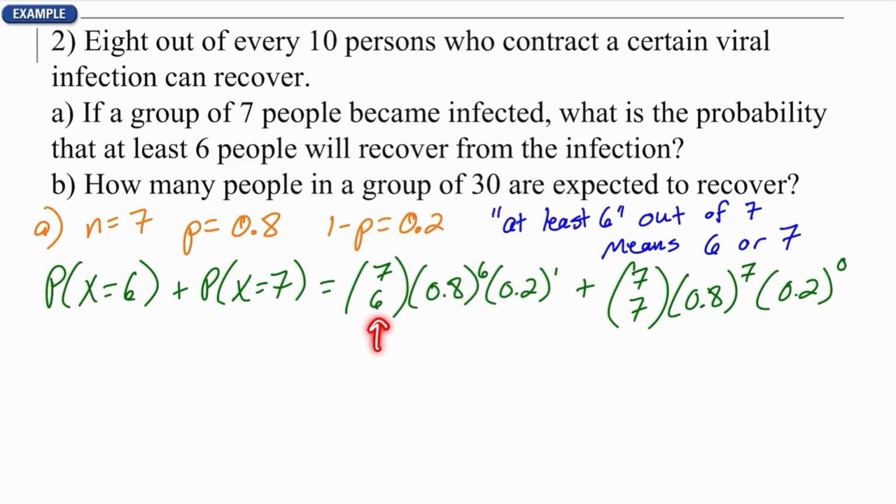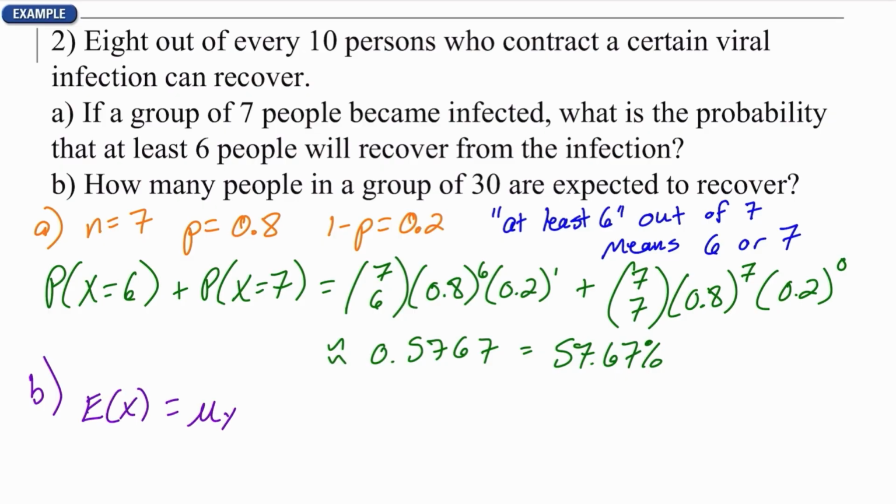So we have 7 choose 6. Notice my notation. You can definitely use the 7C6 if you prefer that notation. 0.8 to the power of 6, 0.2 to the power of 1, or means to add 7 choose 7, 0.8 to the 7th power, and 0.2 to the power of 0. Of course, 0.2 to the power of 0 is just equal to 1, so you don't have to write that part. And when you go to your calculator and calculate this, you're going to get approximately 0.5767, which of course is 57.67%.